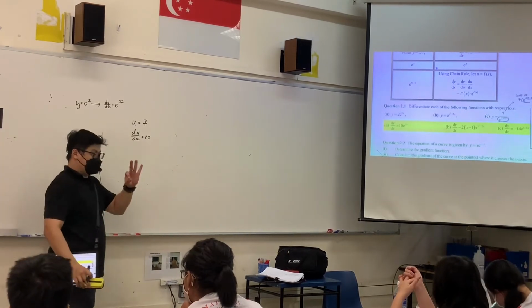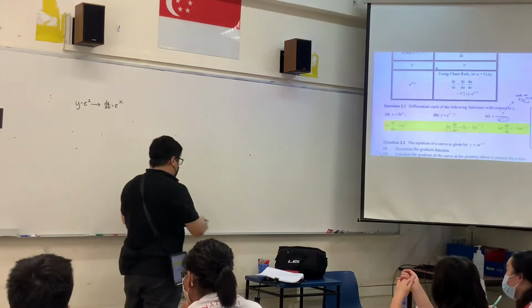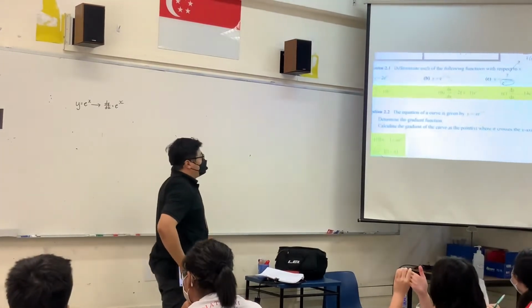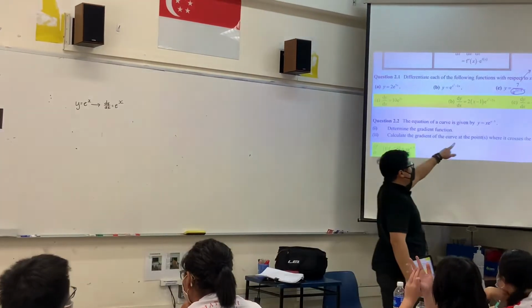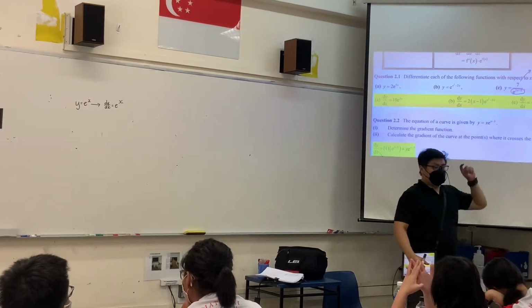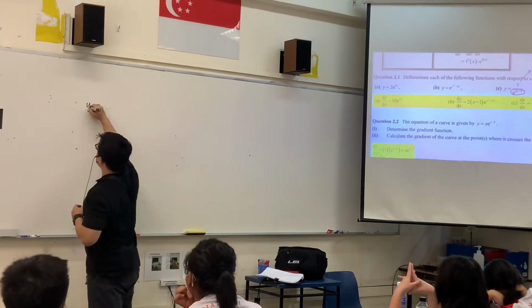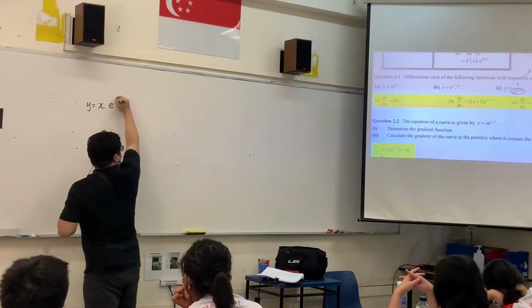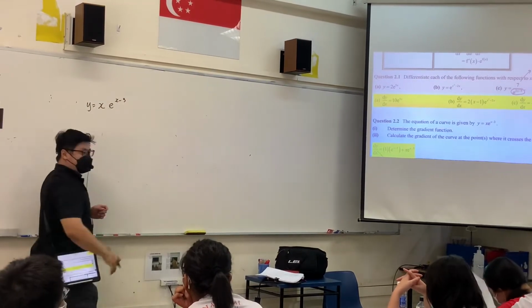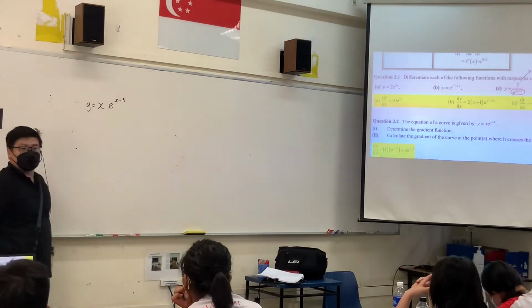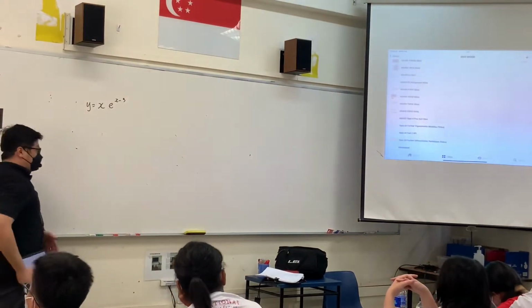Okay, so question 2.2. Question 2.2, you need to use product rule. So you all see that if y equals to x times e power x minus 3, pay attention, especially if you try to complete that all, okay?